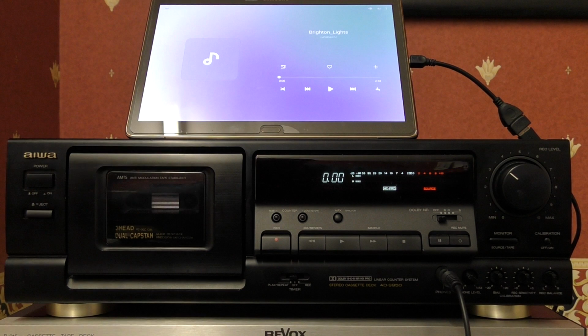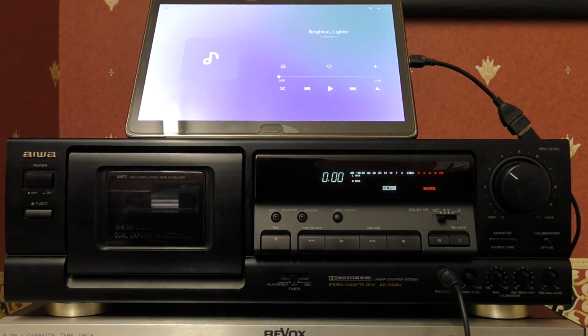Right, well, I'm going to use my old friend, the Aiwa ADS 950. I love this deck, and I haven't used it in a while. You know, you get Nakamichis and Revoxes, you sort of go, oh, I want to play with them, but you never forget your old friends. This is still a really capable deck. So that's what I'm going to use today to do some taping on these computer tapes.